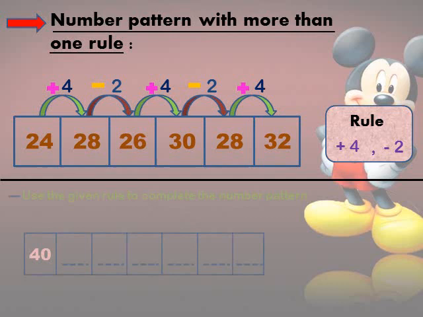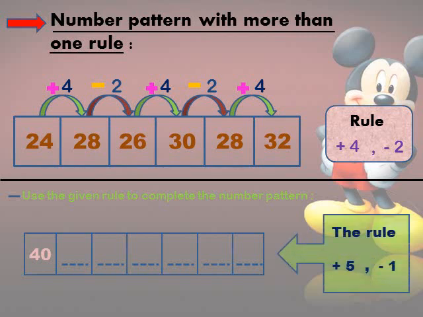Okay, let's see another exercise. Use the given rule to complete the number pattern. I started from 40 and my pattern is plus 5 and minus 1. I'm going to add 5 first. 40 plus 5 equals 45. Then use the next rule, minus 1. 45 minus 1 equals 44.